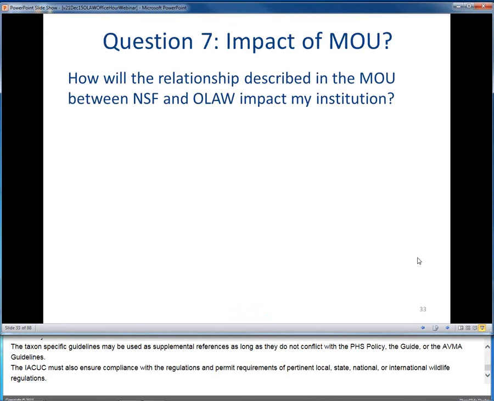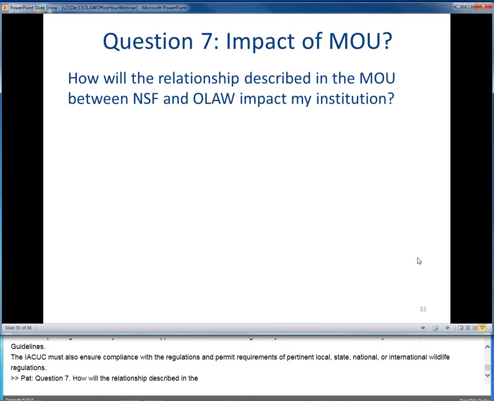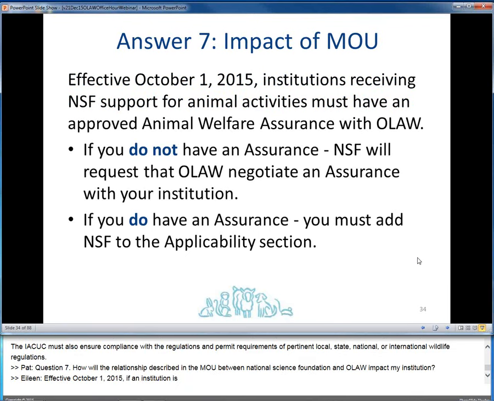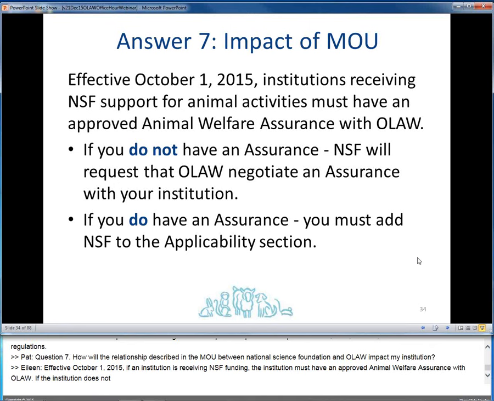Question 7. How will the relationship described in the MOU between National Science Foundation and OLAW impact my institution? Effective October 1, 2015, if an institution is receiving NSF funding, the institution must have an approved animal welfare assurance with OLAW. If the institution does not have a PHS assurance, NSF will request that OLAW negotiate one.